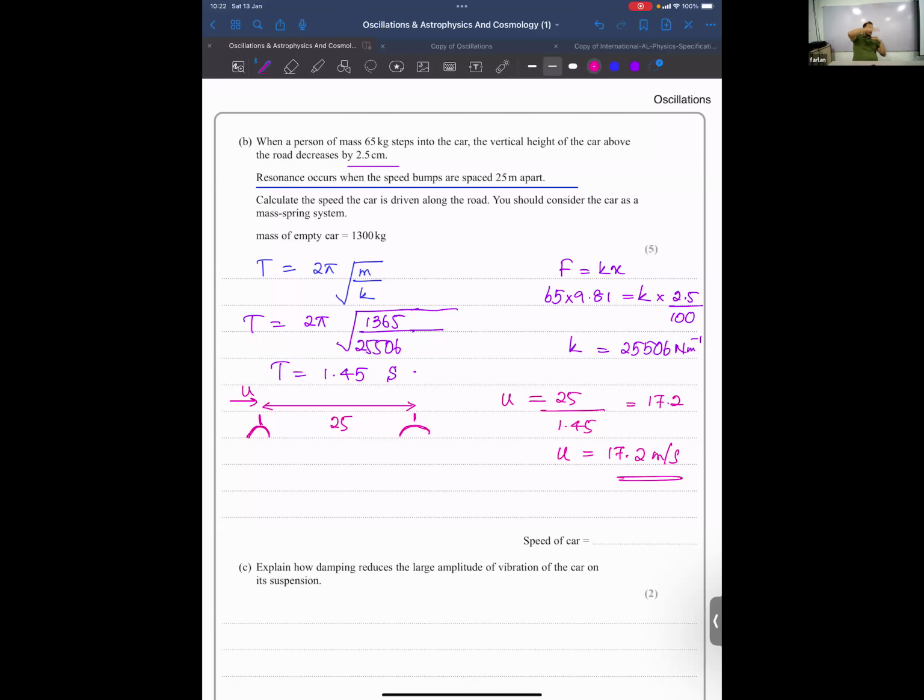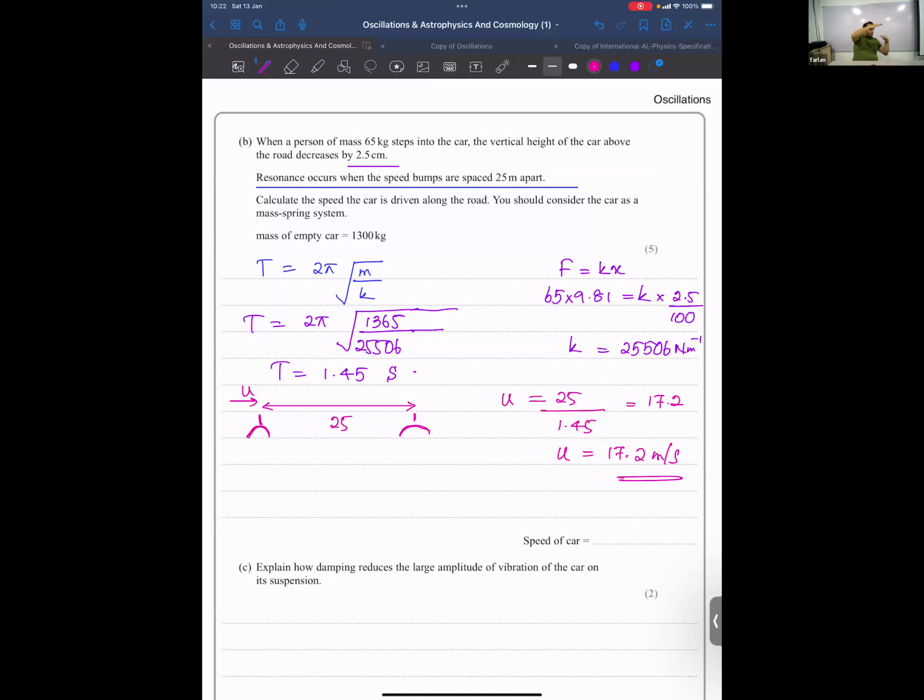The spring system has a natural frequency. Its time period is what I found, 1.45. Per oscillation, it takes a natural time period of 1.45 seconds. Whether there is a speed bump or not, this spring system with this man and the car, if you just oscillate it, it will have a time period of 1.45 seconds. That is its natural frequency's associated time period.